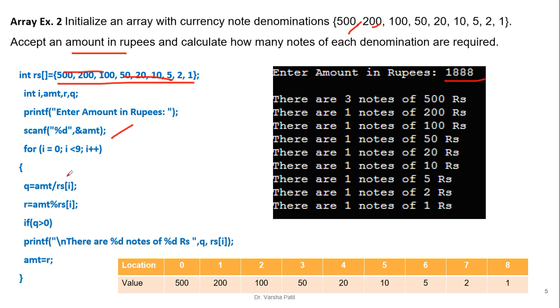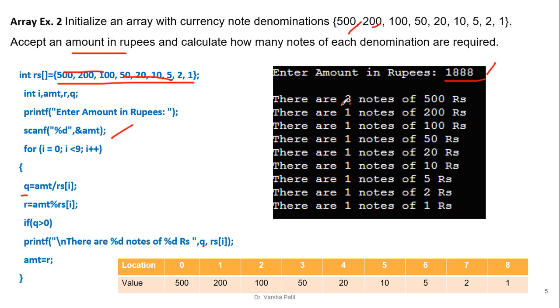So first we take the divide operator with the RS of I. I is initially 0, so we divide with 500. When 388 divided by 500, at that time we are getting the quotient 3. And whatever the remainder, we will assign to the new amount. Now see, the remainder will be 388. So this remainder will be assigned to amount again. Now here if q is greater than 0, that is if that note is present, only then we are printing. So it will print there are q notes of RS of I.